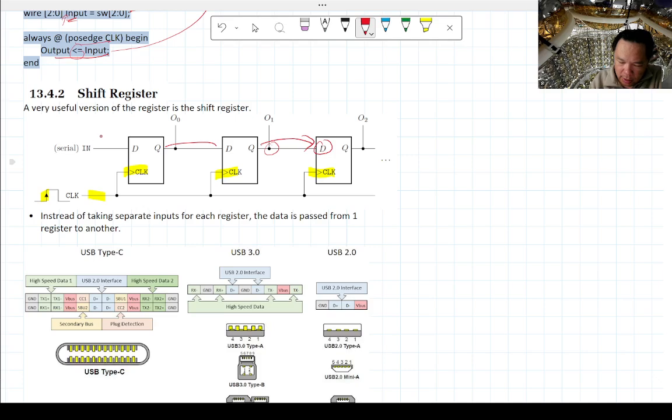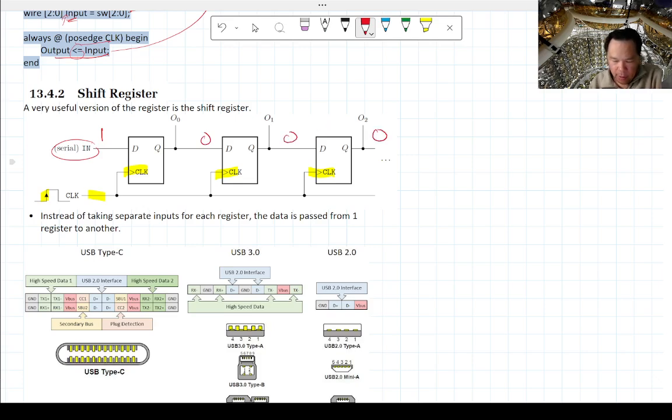Okay, so let's say we started with this input at the first flip-flop, and we're going to call that serial in. Okay, and we're going to see why this is going to be serial. Okay, and then we'll initialize everything at 0. This is 0, this is 0, output here is 0.